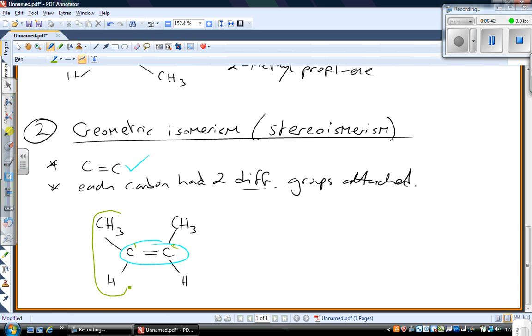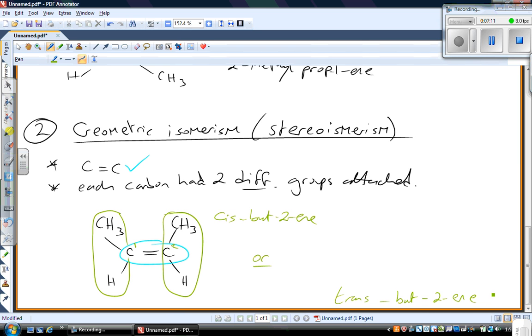Carbon number 1 has two different groups attached, methyl and hydrogen, and carbon number 2 has two different groups attached. The other thing you would have learned for this is that there are two possible geometric isomers. You can have the cis isomer, so this would be cis but-2-ene, or you can have the trans situation where the side groups are arranged on opposite sides to each other.